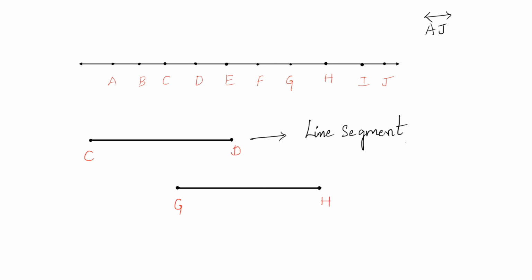So what is a line segment? A line segment is a part of a straight line. It has two endpoints. A line segment has two endpoints. This is the point and this is one more point. Similarly for G and H, it has two endpoints.